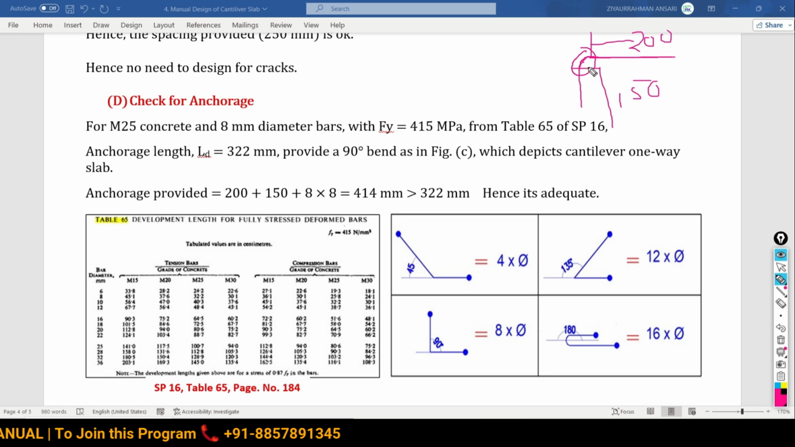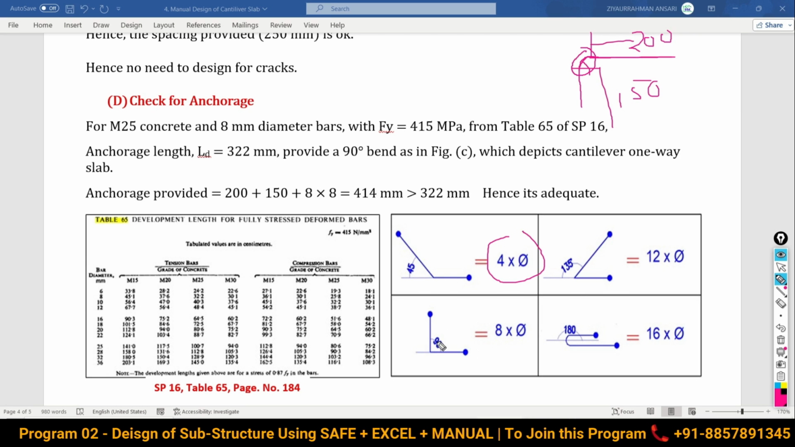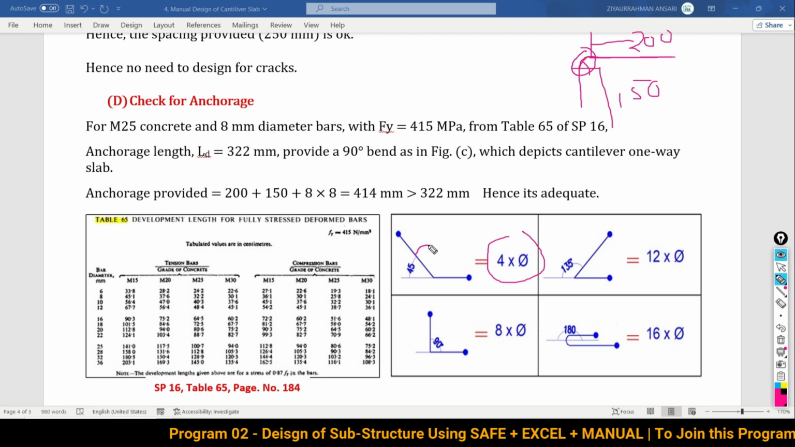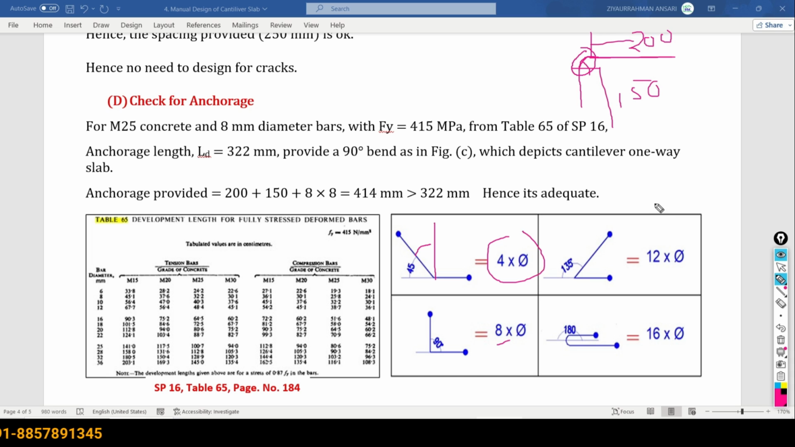We have to add this extension, and that will be equal to, like if it is 45 degree, it is 4 times. If it is 90 degree, if you are going to increase by 45 more, it is going to become 8 times. If you increase more, it is going to become 12. So for every 45 degree, you have to increase it by 4 times, right? So 4, 8, 12 and 16.